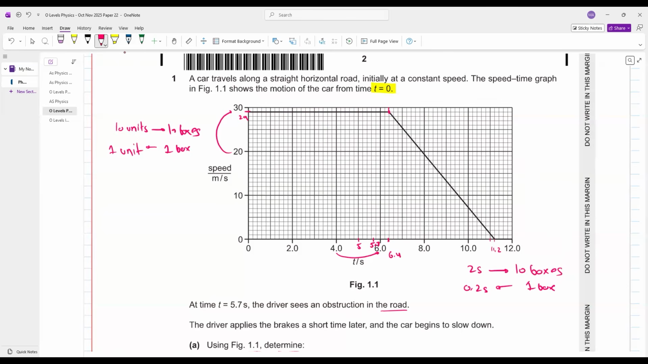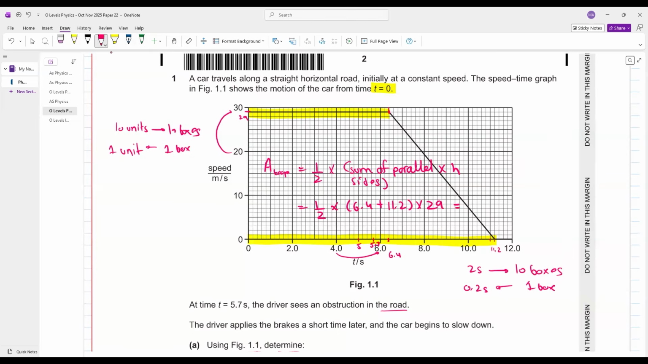How will you do that? Area of a trapezium equals 1/2 into the sum of parallel sides multiplied by height. What are the parallel sides? One is this, which is 6.4. What is the other parallel side? This one, which is 11.2. Multiplied by the height, that is 29.